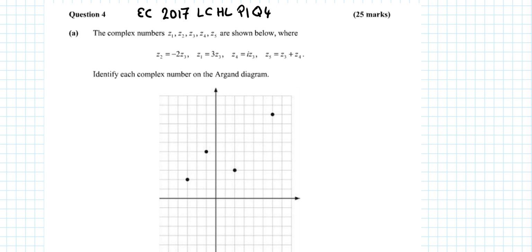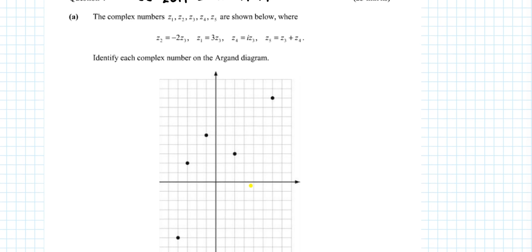So in this video I'll be looking at ExamCraft 2017 Leaving Cert Higher Level Maths Paper 1 Question 4, and it's a complex numbers question. The complex numbers Z1, Z2, Z3, Z4 and Z5 are shown below. Z2 is equal to -2 times Z3. Okay, so wherever Z2 is, Z3 is going to be on the same line as it.